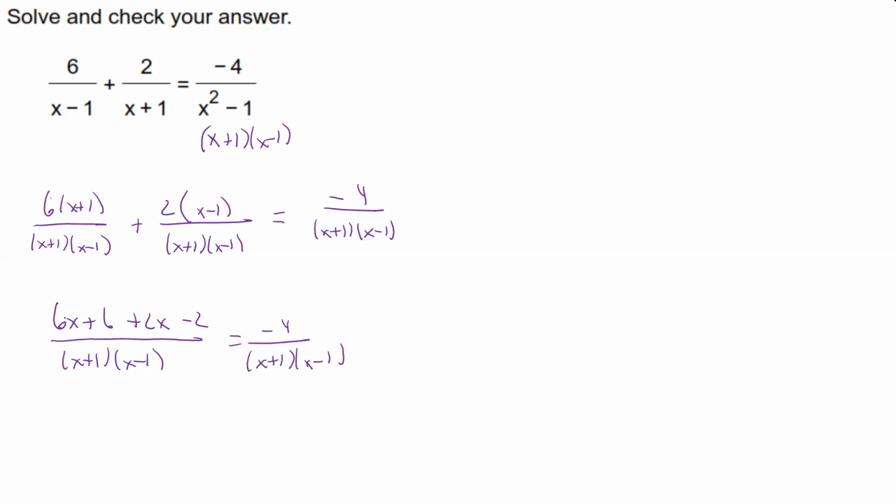Okay. So now we have 6x plus 2x. So that's going to, let's go up here. That's going to be 8x. 6 minus 2 is going to be 4. And then that's all over x plus 1, x minus 1 equals negative 4 over x plus 1, x minus 1. All right, so common denominator, so we can set the numerators equal.